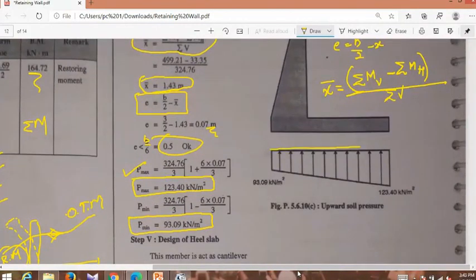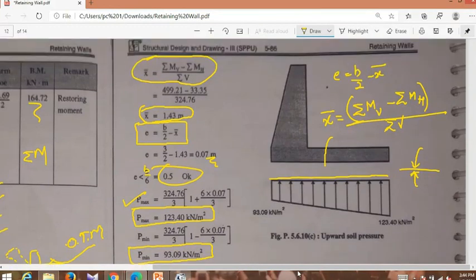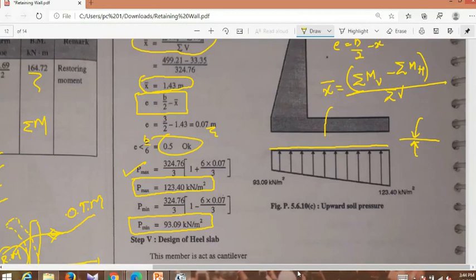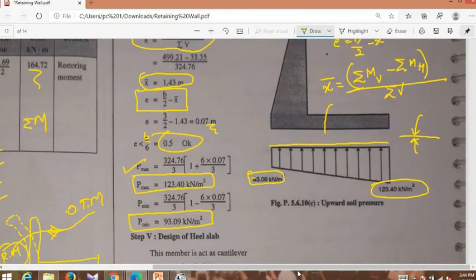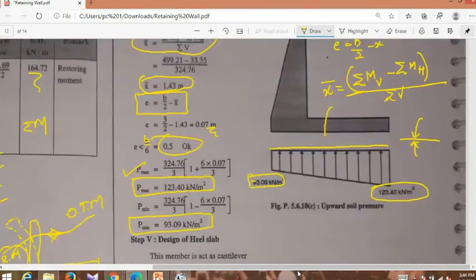Just draw the pressure diagram here. According to Newton's third law, if you keep a footing on the ground, it will produce some forces equal to this one. So due to this retaining wall and the loads acting, we have got the upward soil pressure, with a minimum of 93.09 and a maximum of 123.40. Okay, we have got everything.